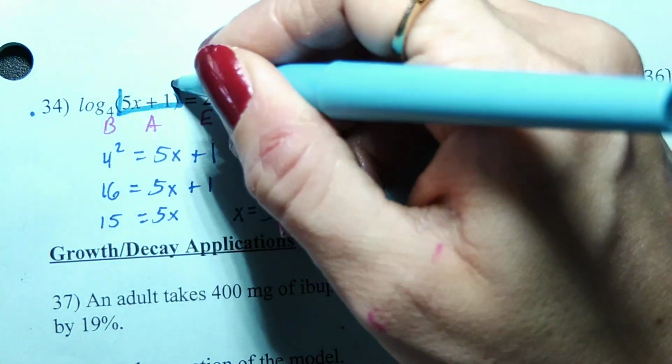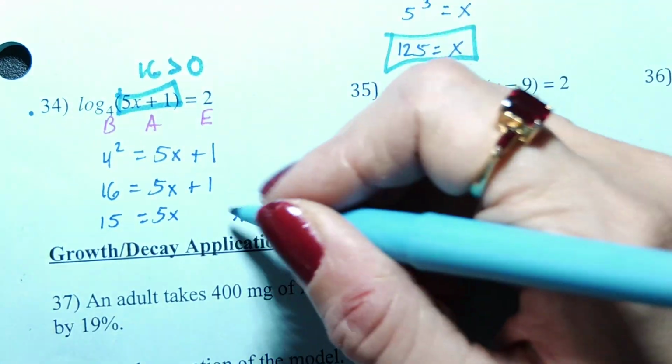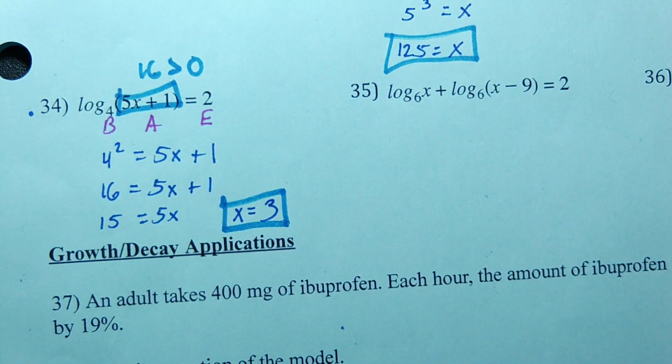Don't forget to check. 5 times 3 is 15. Plus 1 is 16. 16 is greater than 0. Boom. X equals 3 is our solution.